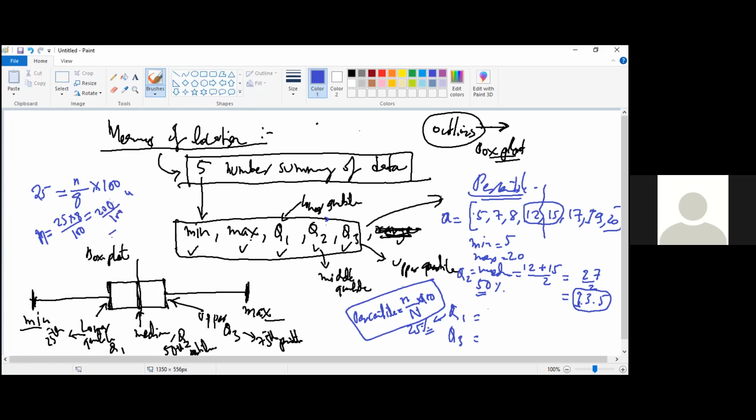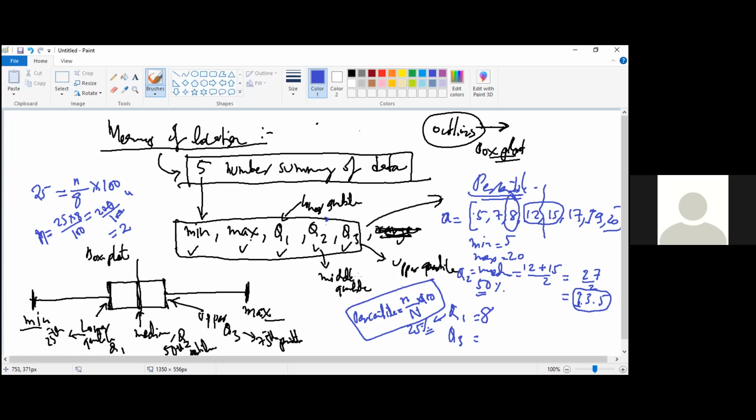Okay, it's a whole number, so it should be simpler. So small n is 2: you have two values which are less than the percentile value. That means your Q1 value should be 8, so that you have two values less than 8. So your Q1 is 8.